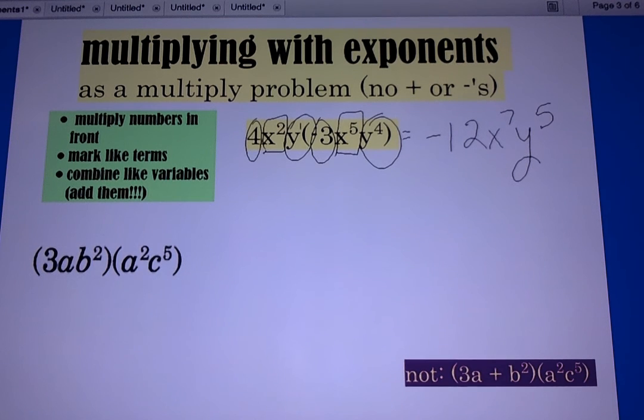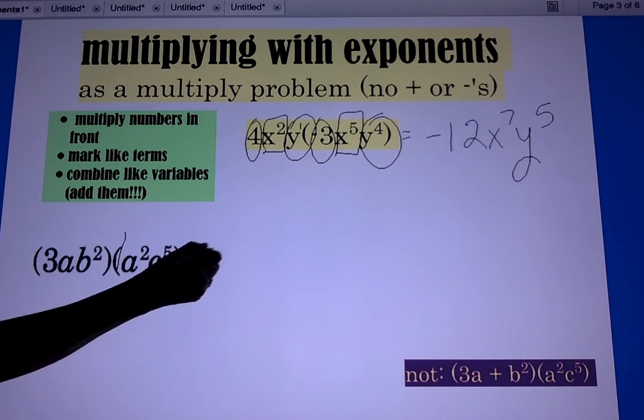You can stop the video because I'm going to keep going. Now, when nothing's in front of the variable, it's like a 1. So we multiply the first one. 3 times 1 is 3.